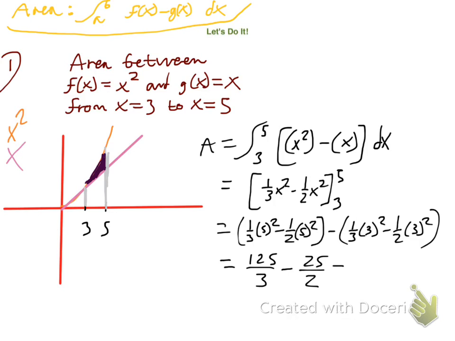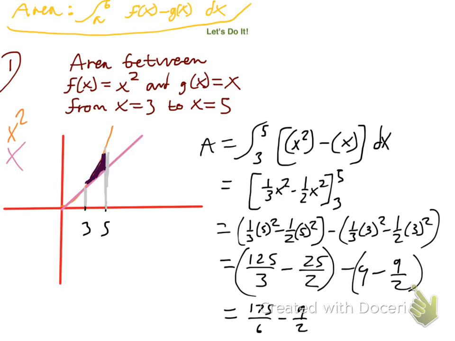Well, that's the first part. Minus 9 minus 9 over 2. Okay, which is 175 over 6 minus 9 over 2. 74 over 3, or 24 and 2/3, 24.667, right? Okay, this is our answer.